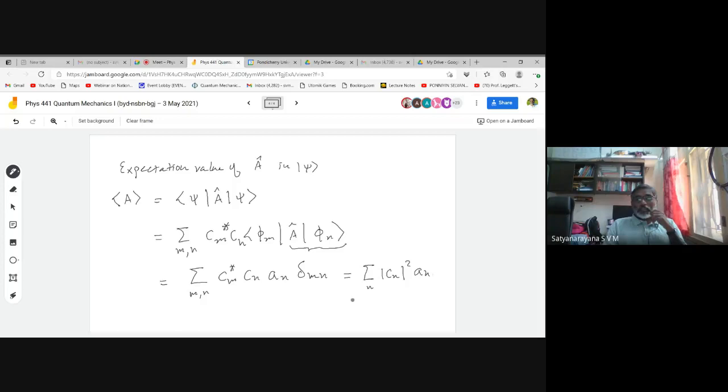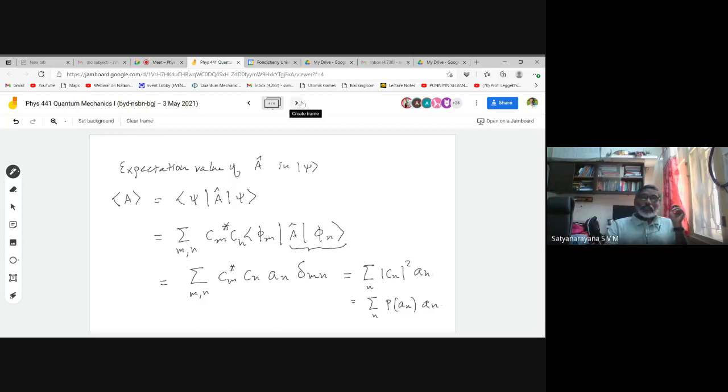So this is basically the same statistical interpretation that I have. Probability of An into An, summed over all possible n's, will give you the expectation value. So there is nothing like prefixing here. If the state is normalized, then we have this situation.